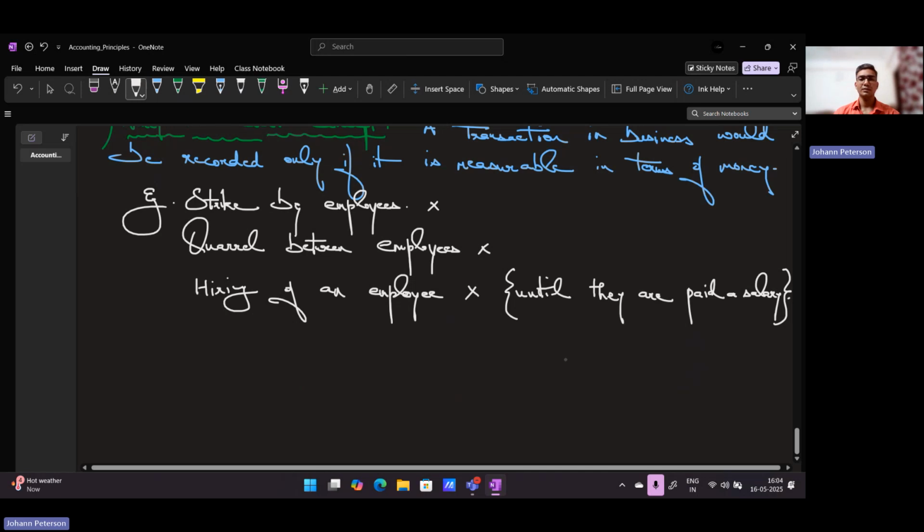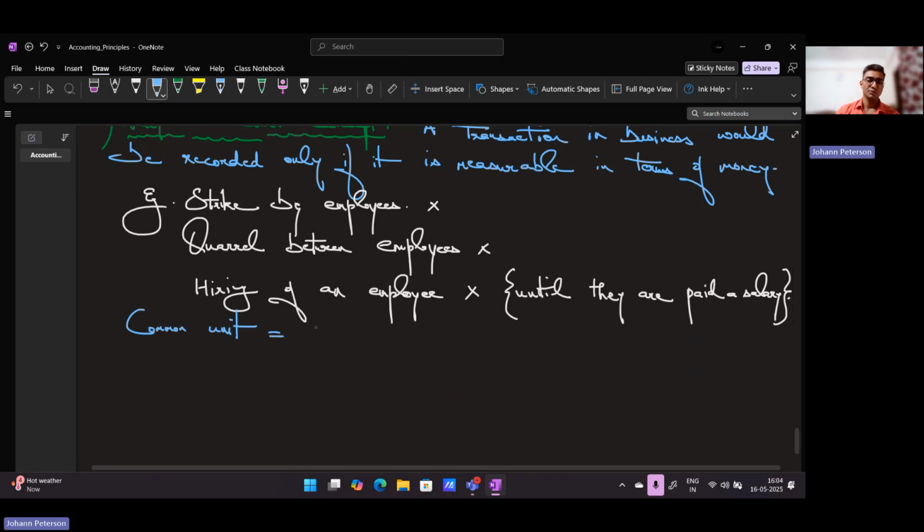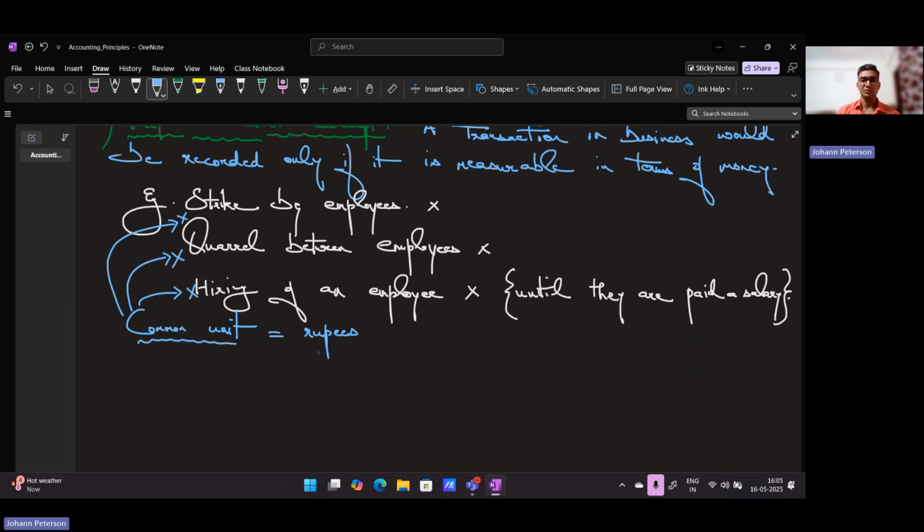Okay. And if we talk of the common unit, the common unit is rupees. So if we just try and understand this, is the strike by an employee capable of being written in rupees? No. So it's not possible. Is the quarrel between the employees capable? No. Is the hiring of an employee capable? No. Again, these are all things which actually are taking place, but we cannot write them down because they are not in terms of money. Because the unit that we are supposed to use to do accounting is rupees. And this is not fulfilled.